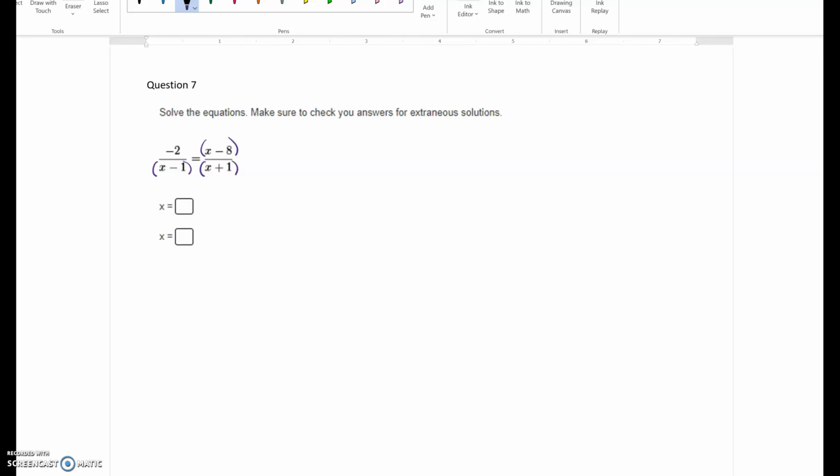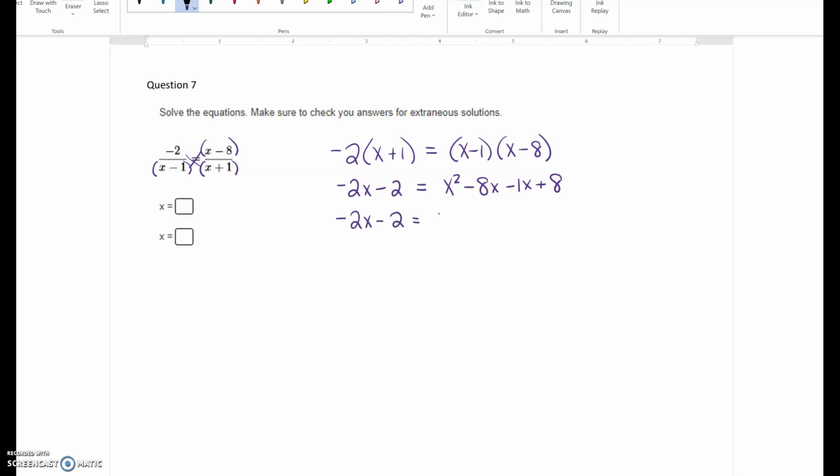in them with parentheses. So when we cross multiply, we've got -2 times the quantity x plus 1, and then the quantity x minus 1 times the quantity x minus 8. Distribute and double distribute. And we need to combine like terms.